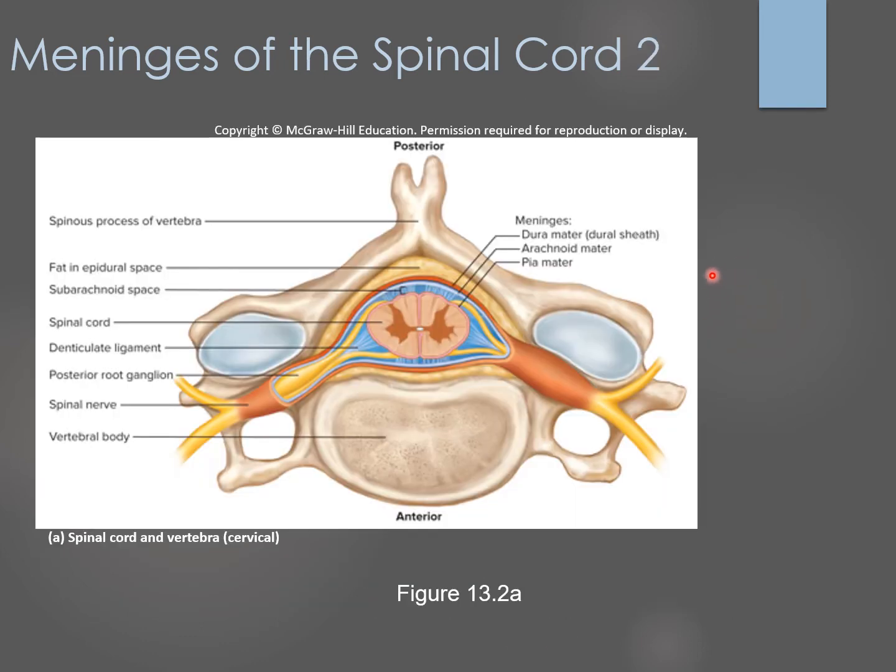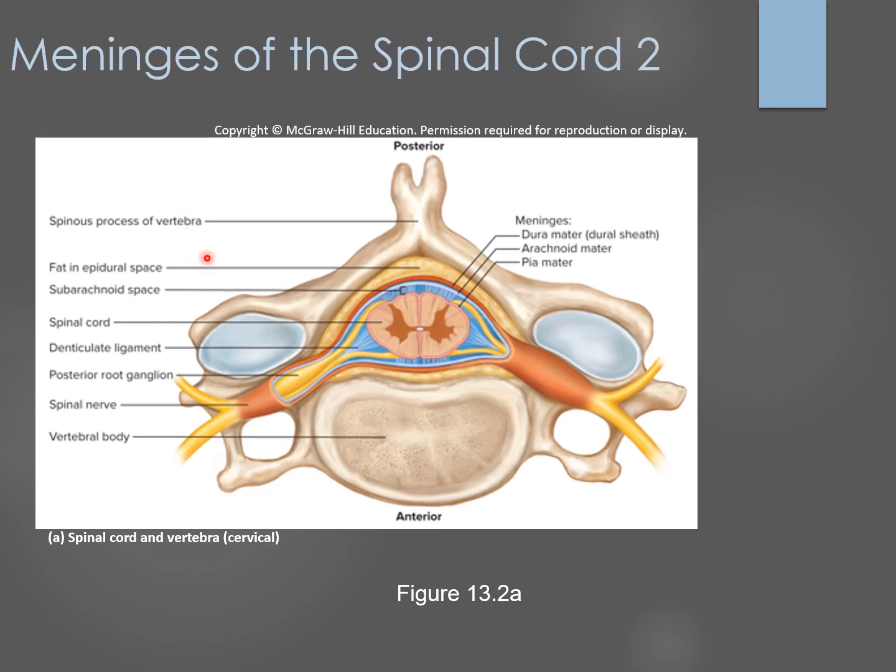Okay, let's look at this pic. You can see the vertebrae. You can see this is a cervical vertebra. We look at the meninges. We have the dura mater. That's very thick, and that's the outermost. Then we have the arachnoid mater, which is deep to the dura mater, and then we have the pia mater that is really tight on the actual spinal cord.